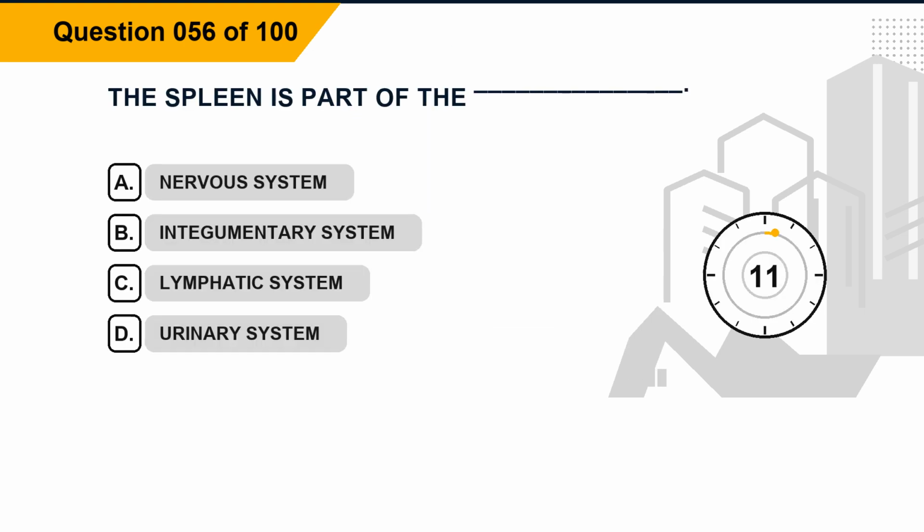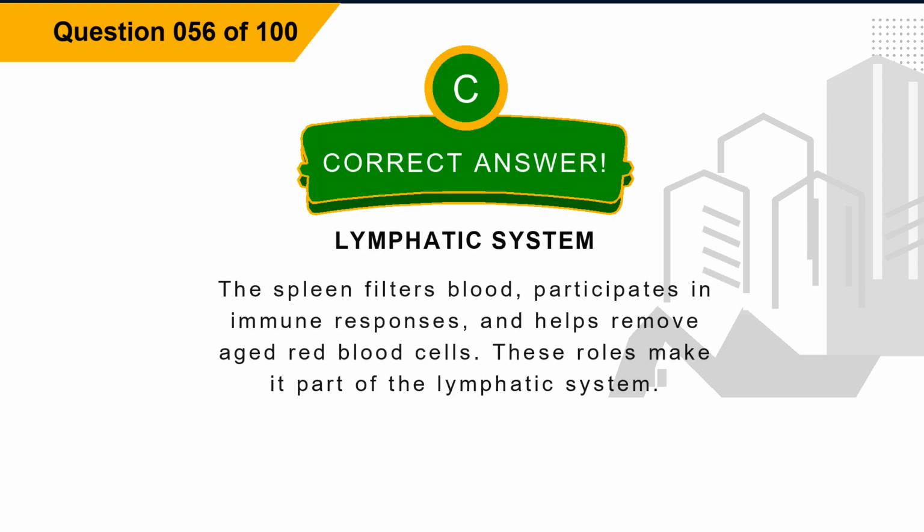Question 56. The spleen is part of the blank. Option A, nervous system. Option B, integumentary system. Option C, lymphatic system. Option D, urinary system. The correct answer is option C, lymphatic system. Explanation. The spleen filters blood, participates in immune responses, and helps remove aged red blood cells. These roles make it part of the lymphatic system.